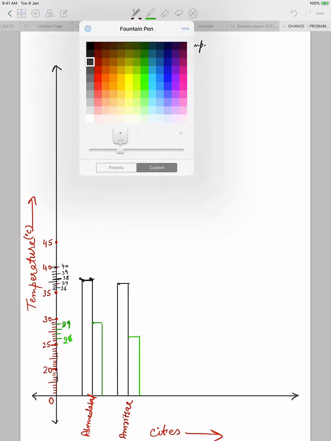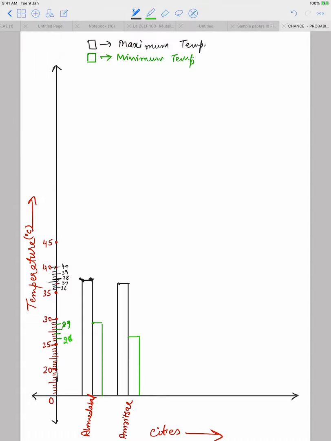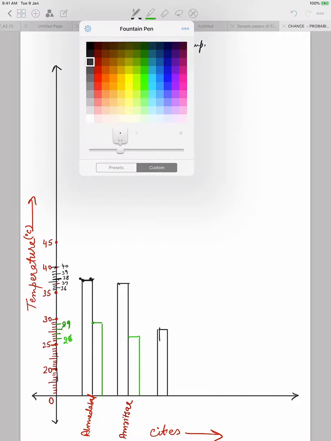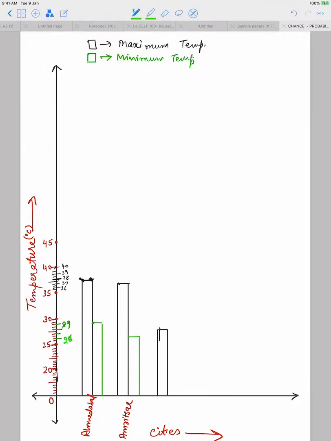Alright, next is Bangalore. For maximum temperature, I will take a black color. Bangalore, the maximum temperature is 28 degrees Celsius. So 28, where will it lie? 25, 26, 27, and this is 28. So I'll go parallel to this, leaving some gap in between, and this is my 28, a bar of height 28. Then for minimum temperature, I choose a green color, and Bangalore minimum temperature is 21. So after 20, the second line will represent 21. So again there is a bar of height 21 degrees Celsius.